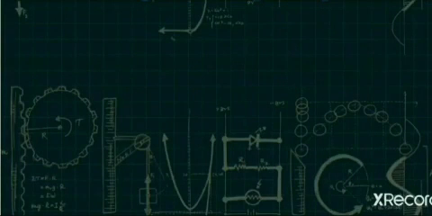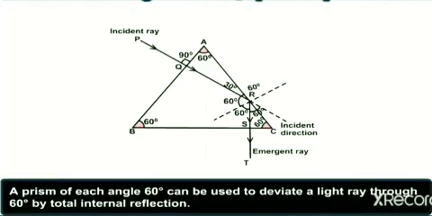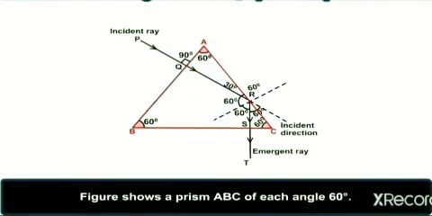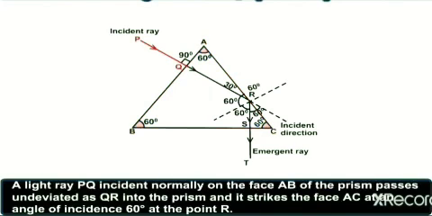2. Total internal reflection through a prism where each angle is 60 degrees, that is, an equilateral prism. A prism of each angle 60 degrees can be used to deviate a light ray through 60 degrees by total internal reflection. Figure shows a prism ABC of each angle 60 degrees. A light ray PQ incident normally on the face AB of the prism passes undeviated as QR into the prism, and it strikes the face AC at an angle of incidence 60 degrees at the point R.